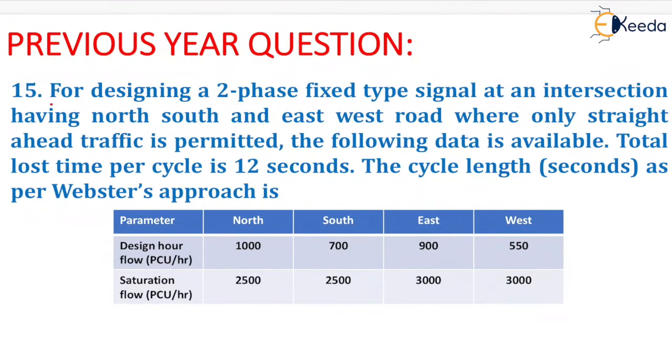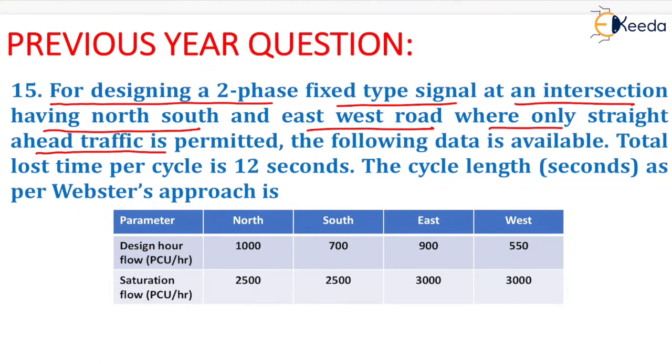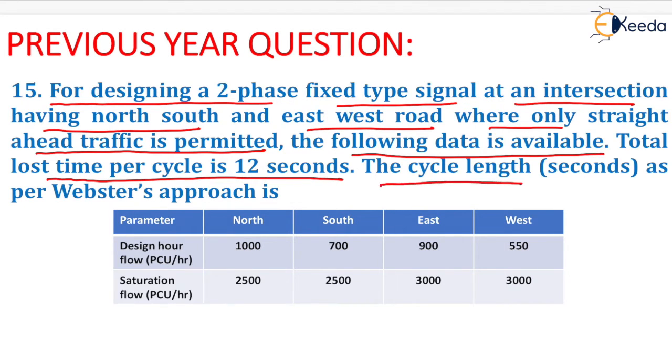The question is given as: for designing a two-phase fixed type signal at an intersection having north-south and east-west roads where only straight ahead traffic is permitted, the following data is available. Total lost time per cycle is 12 seconds. The cycle length in seconds as per Webster's approach is?